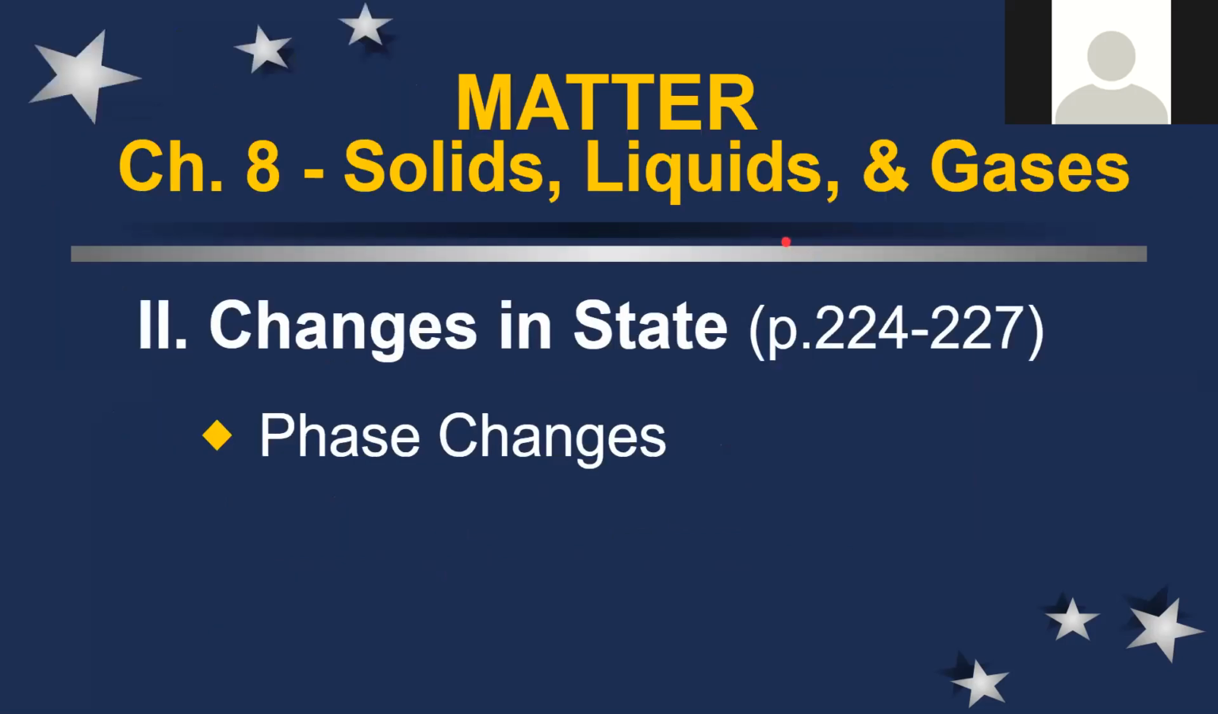So solids and liquids and gases do not stay solids, liquids, and gases for their entire life. They can change between one another. So you can take a solid, turn it into a liquid, turn that into a gas, turn that gas into a liquid, and turn that liquid into a solid. When you do that, you go through something called a phase change. And so today, we're going to focus mostly on what it is called when you change from one phase to another.